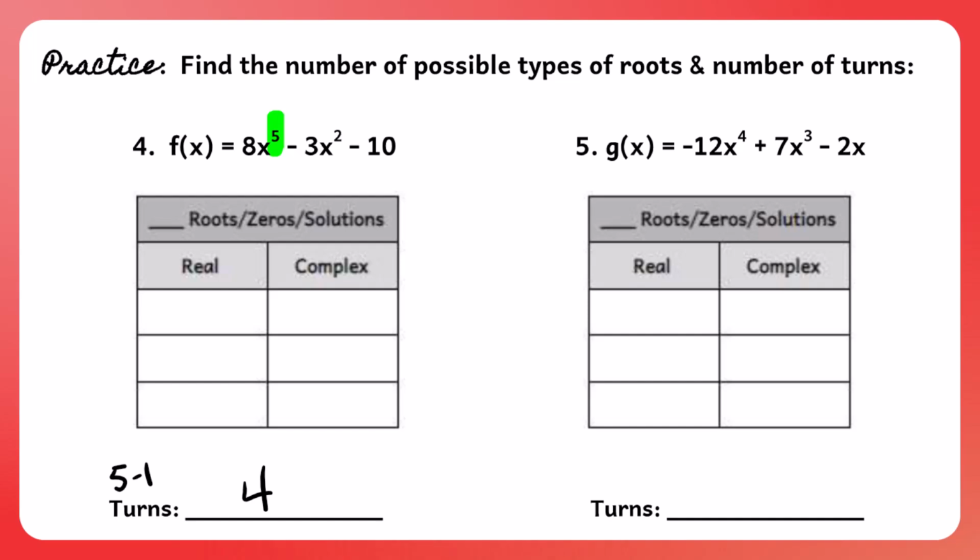So the number of turning points in this function would be 4. In the next function, when we look at example number 5, I take a look at the highest degree there, which is 4. So that means the number of turns, 4 minus 1, would be 3. I think you get the idea with it.